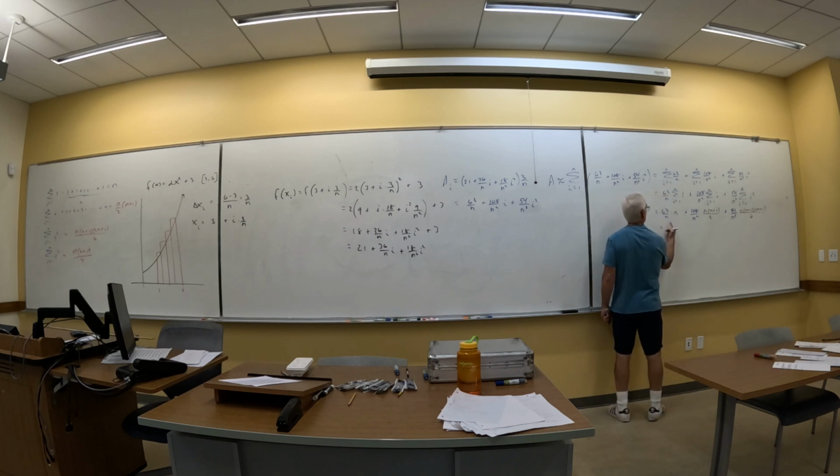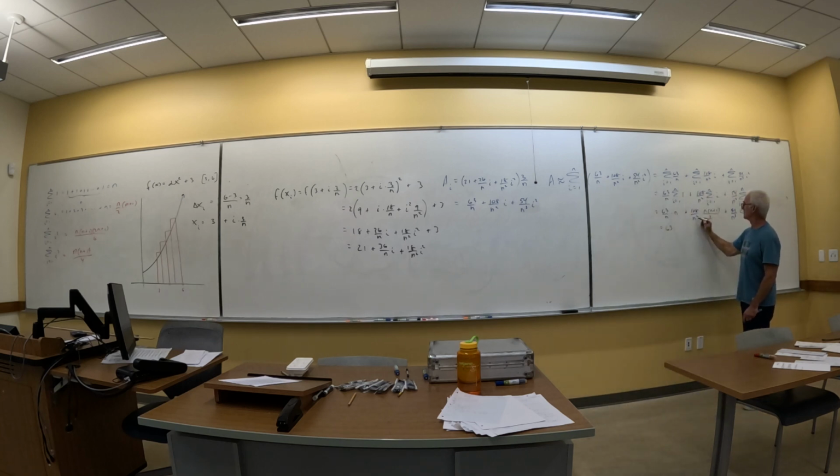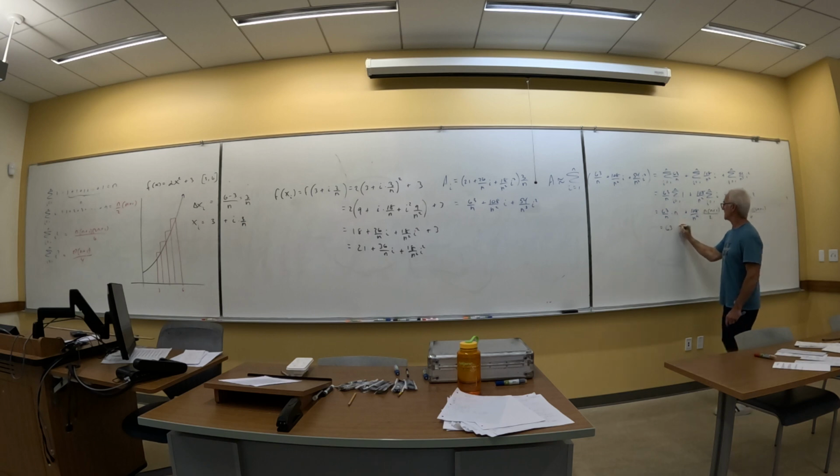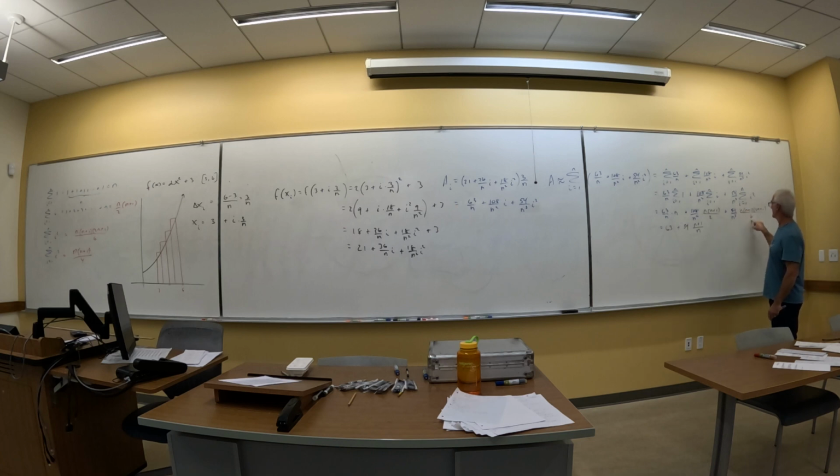What's this going to be? 63. Can I cancel one of the n's? What will this now be? 54 times what? n plus 1 over n, because I canceled one of them. 54 and 6, how about 9? Can I cancel one of the n's? Yes. Then what will that leave me with? n plus 1, 2n plus 1 over n squared.